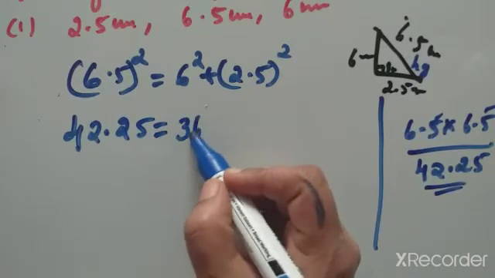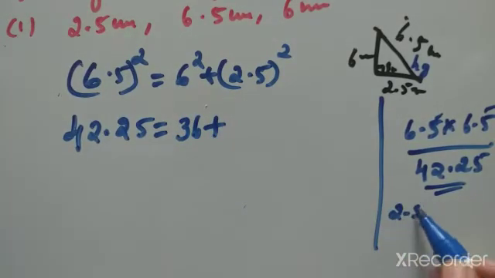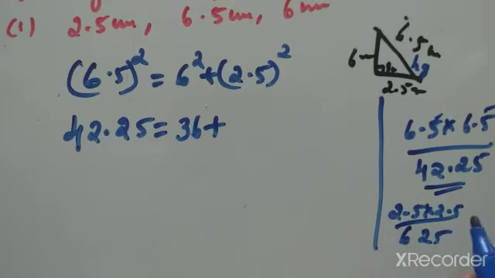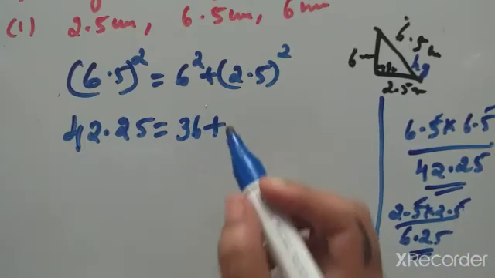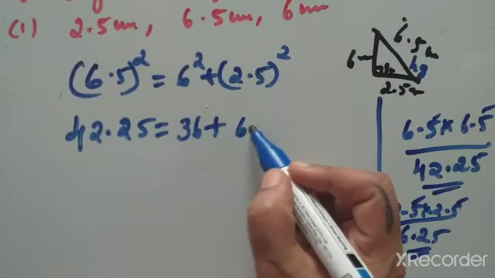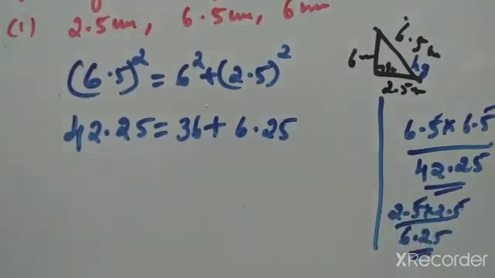6 into 6 is 36, plus now 2.5 into 2.5. 25 into 25 is how much? 625, no? 25 without the decimal point is 625. Here there is one digit after the point in each, so 1 plus 1 is 2, after 2 digits we have to put the point. So 2.5 into 2.5 is 6.25.